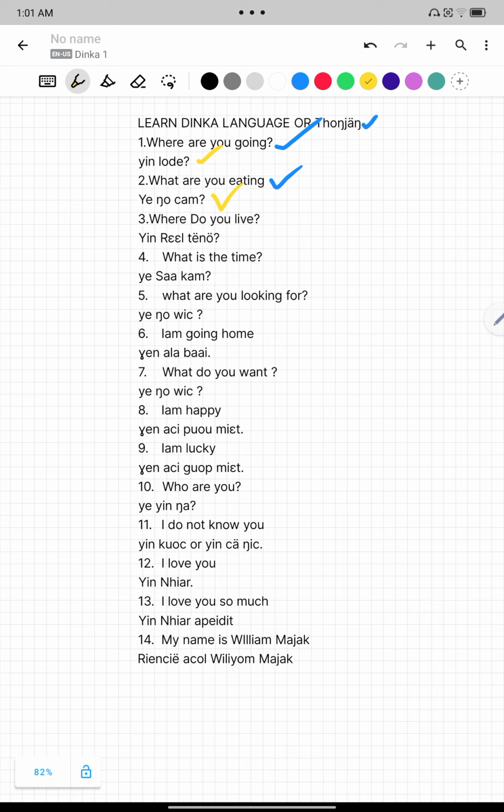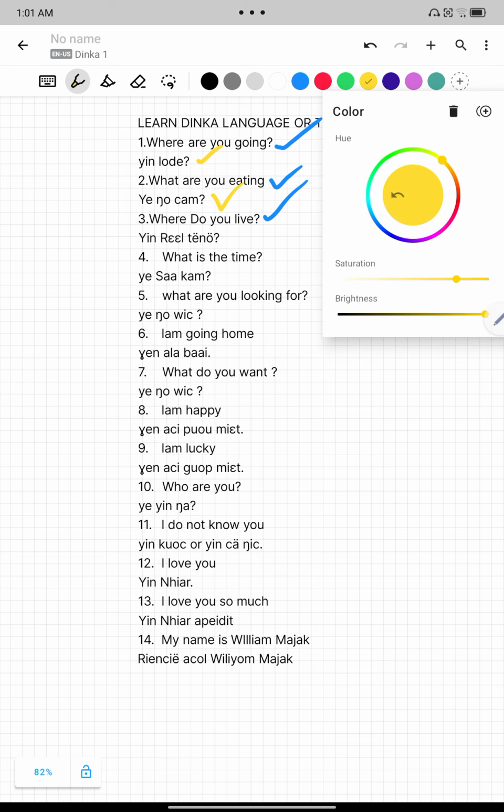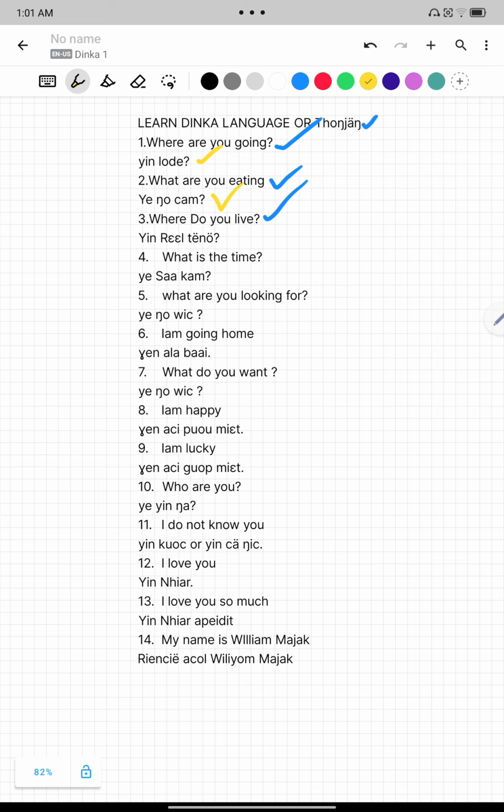Number three, where do you live? Where do you live? In Dinka we say yin rel tano. Irel Tano in Dinka.